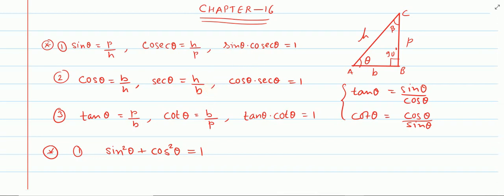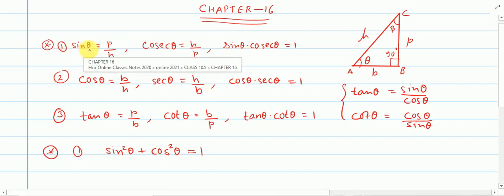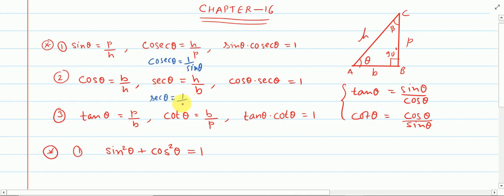When I say cosec is the reciprocal of sine, I mean that cosec theta is 1 by sine theta. So if you have cosec theta written somewhere, then you can write 1 by sine theta also, no problem. Sec theta is equal to 1 by cos theta, since sec is the reciprocal of cos, and cot theta is 1 by tan theta. Clear?